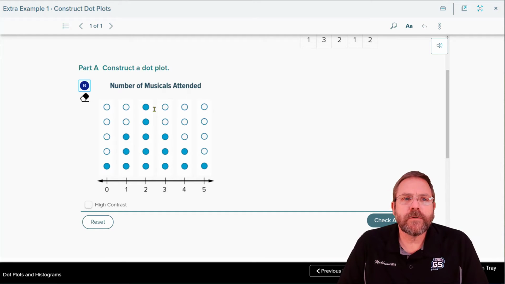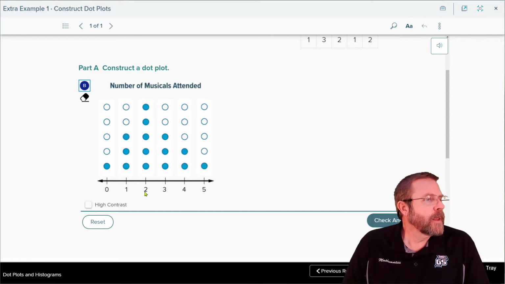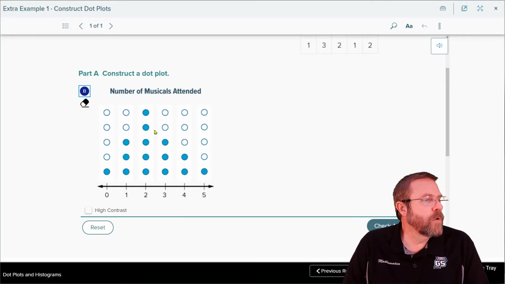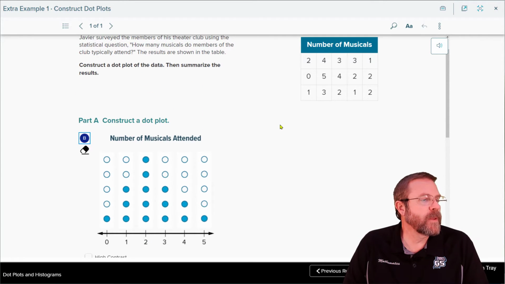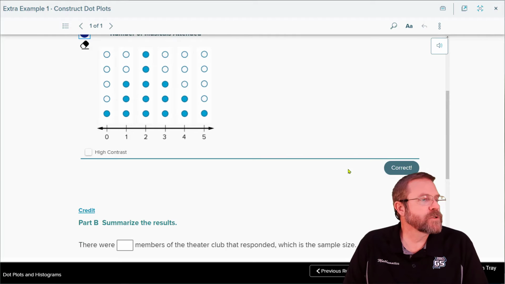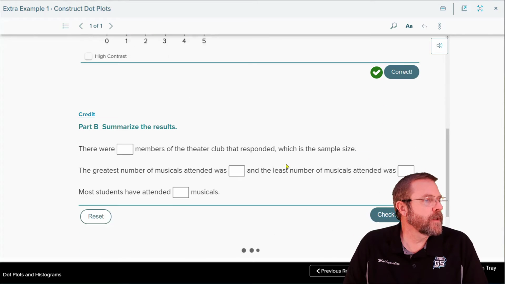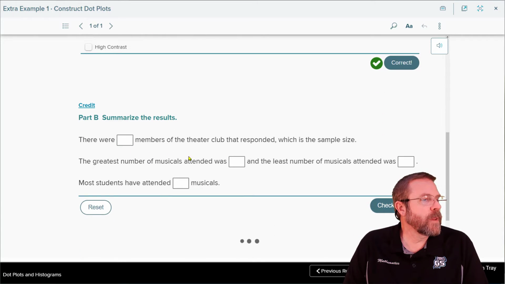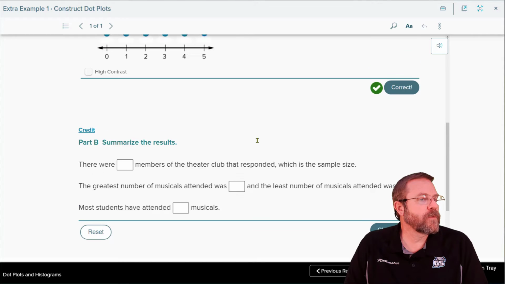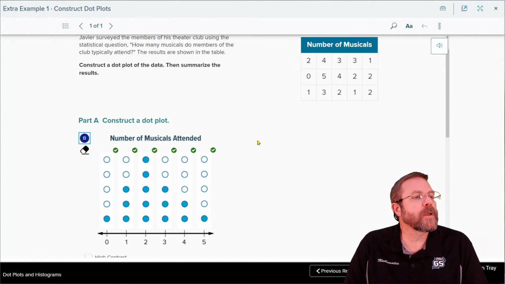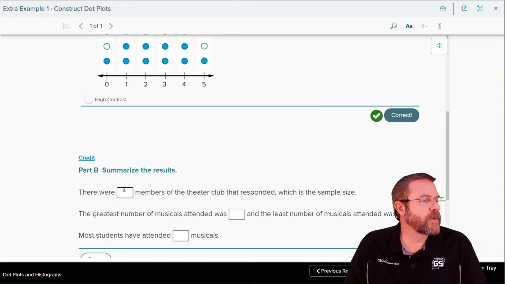You can see right here it's the dot plot that I created, and you can see that 2 was the most number of musicals that the people attended in the group. Go ahead and check that. That answer checked. And from here we can say there were blank members of the theater club that responded, the sample size. There were 3 rows of 5, so that's going to become 15 members of the theater club that responded, and that's going to be your sample size.